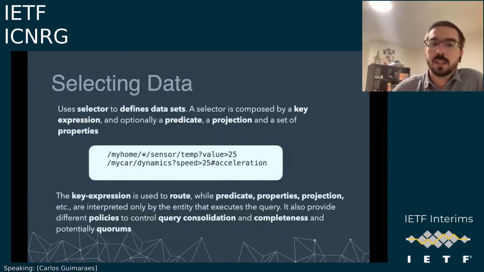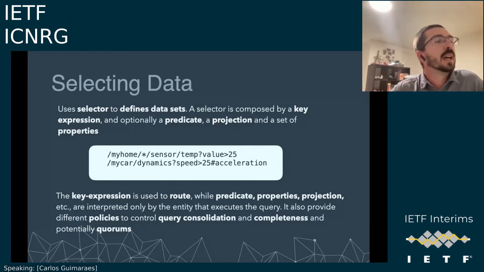At the same time, it's also possible to fine-grain the selected data at the declaration time by defining some predicates, projections, and a set of properties. However, I would like to highlight that the key expressions are used to route, just the part that I showed in the previous slide, but these predicates, projections and properties are only executed in the node that executes the query or publishes the content.